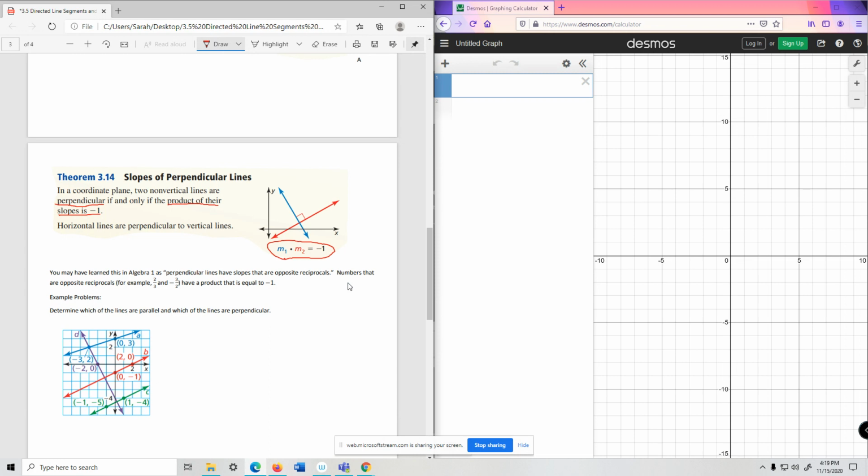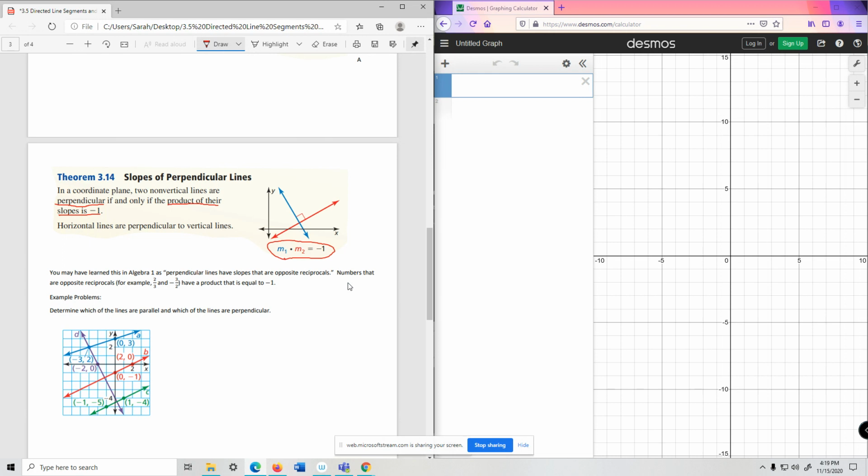Because vertical lines are undefined, they do have to make this point here. Vertical lines have an undefined slope. If you have a horizontal line, it'll be perpendicular to a vertical line. You can actually see that with the x and y axis there. The x axis is the horizontal line. It is perpendicular to the vertical line that the y axis is.